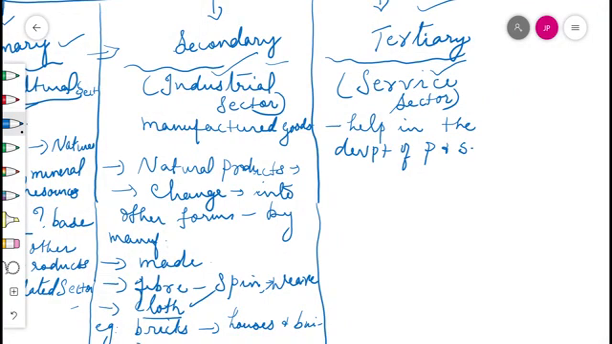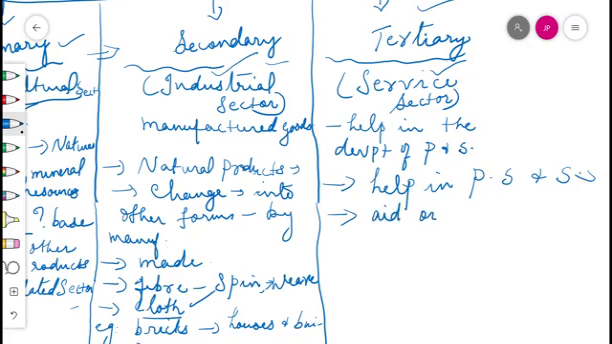We can move to the tertiary, the third level, or the service sector. After primary and secondary, there is a third category of activities that comes under the tertiary sector. These are the activities that help in the development of the primary and secondary sectors. These activities do not produce a good, but what is it then? It's an aid or support for the production process.